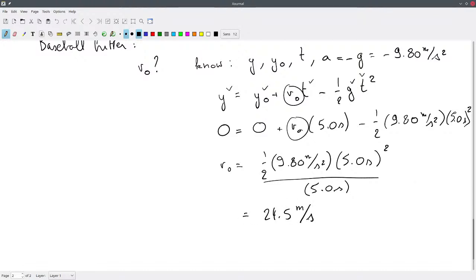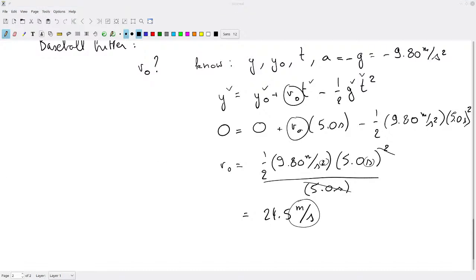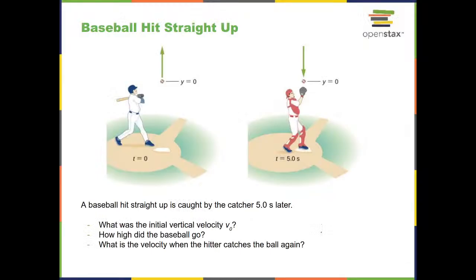24.5 meters per second. Again, this of course cancels with one of the powers here, and one of the seconds here cancels with one of the seconds in the denominator, and so that gives us the units of meters per second. So I know that at least dimensionally this formula makes sense before I even plug in any of the numbers in my calculator. So that gives us the initial velocity with which the ball was hit up.